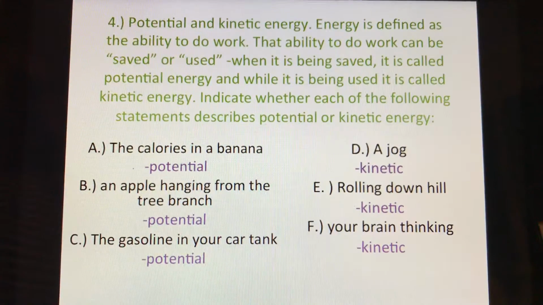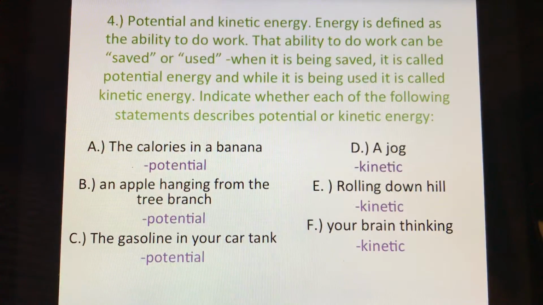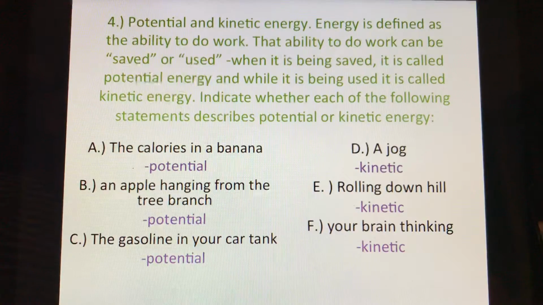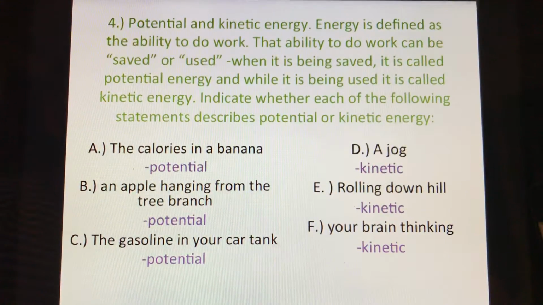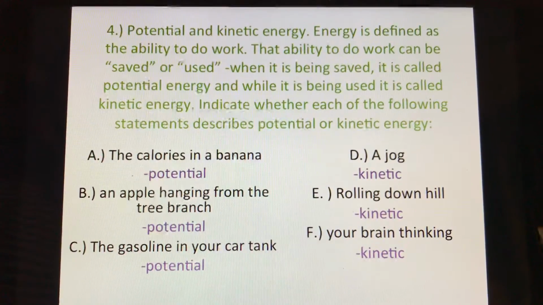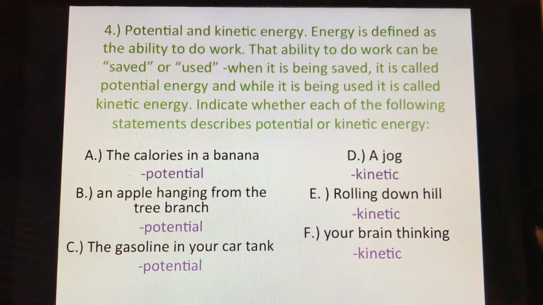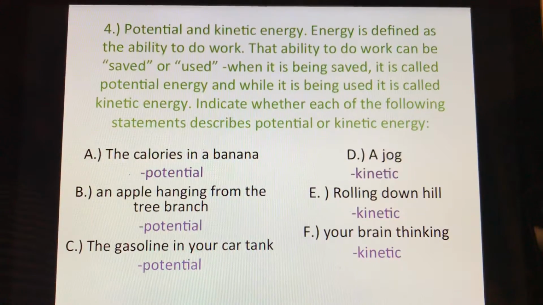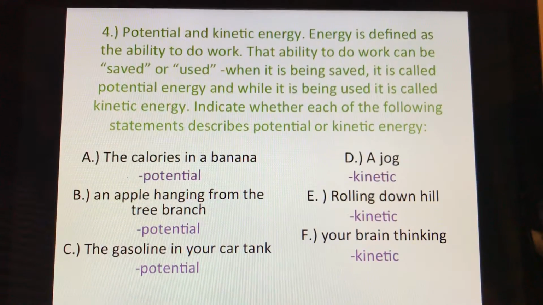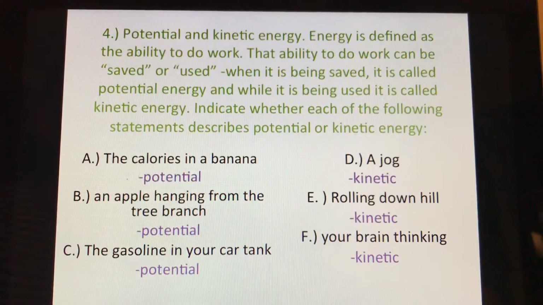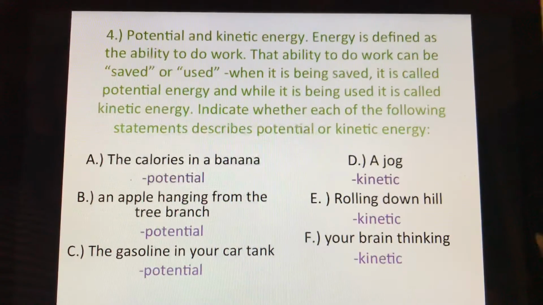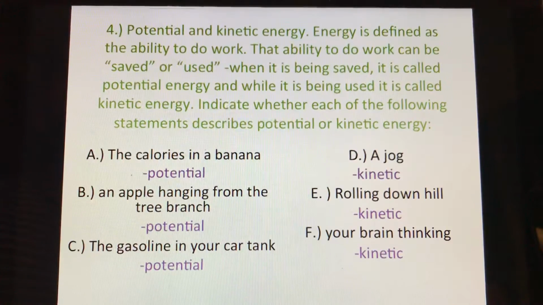For the calories in a banana, that is seen as potential energy. An apple hanging from the tree branch is potential, and the gasoline in your car tank is potential as well. The reason why I chose that is because it's being saved, not being used necessarily. For D, a jog is kinetic. For E, rolling down a hill is kinetic, and for your brain, thinking is kinetic, because that is using the energy to do those things.